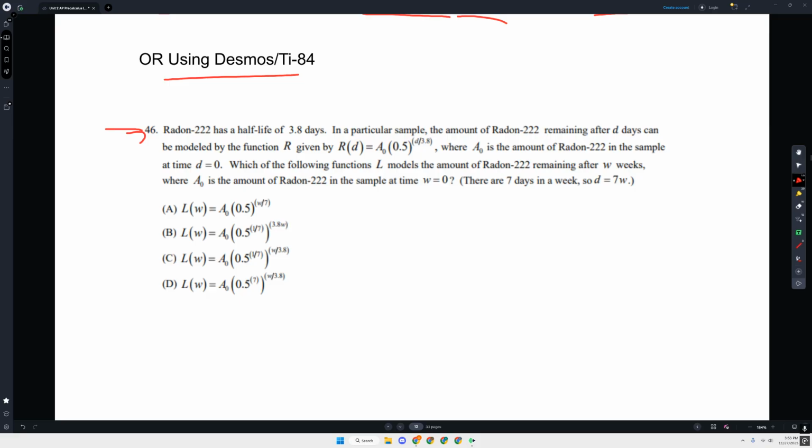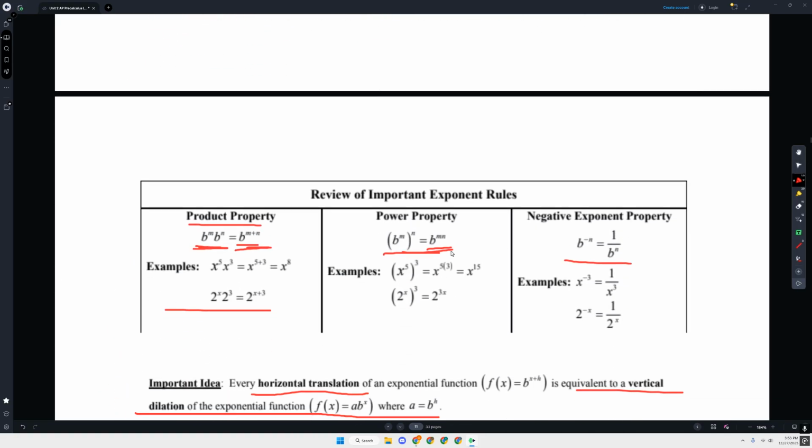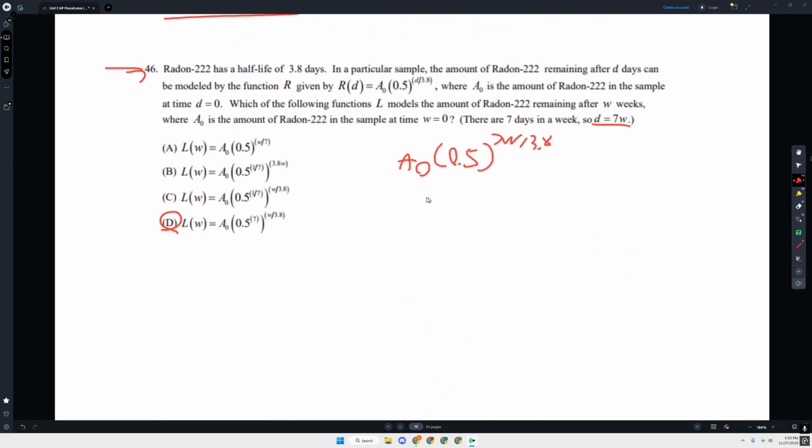Alright, so for this one, the way you do this is you're saying that D is equal to 7W, so we're going to plug that in to this. So this would be 0.5 times 7W divided by 3.8. And then we're going to bring down the 7 using the power property we did over here. So it would be a to the 0 times 0.5 to the 7, W divided by 3.8.